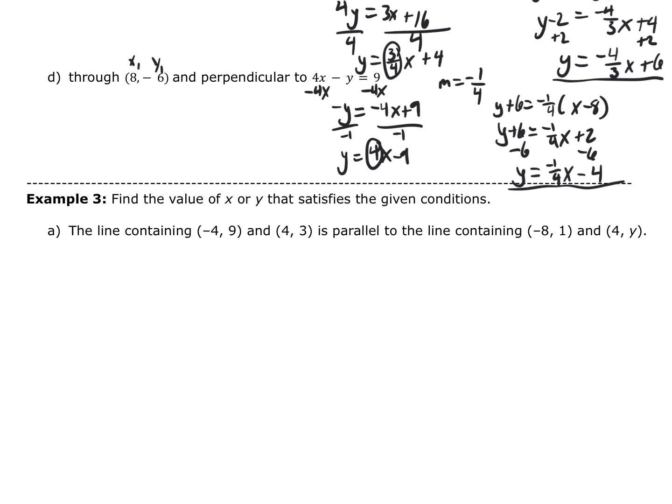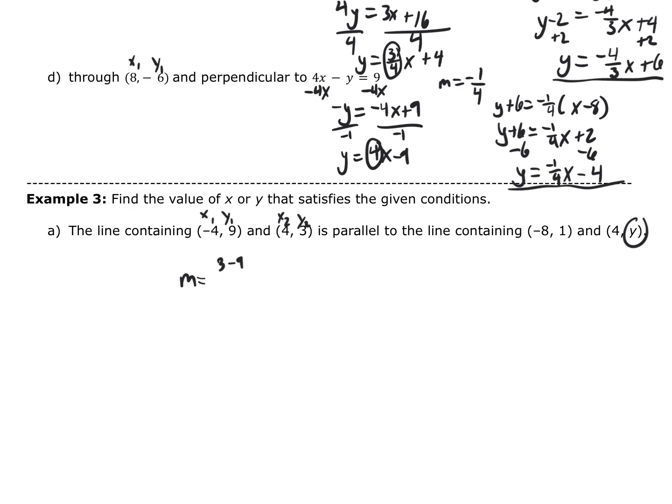Alright, find the value of x or y that satisfies the given conditions. Alright, so we are told the line containing negative 4, 9 and 4, 3 is parallel to the line containing negative 8, 1 and 4, and we don't know. That's our unknown. So we're trying to figure out what could go there. Well, the first thing we need to do is figure out the slope of the first line. The first line slope we can find by finding the difference in y's over the difference in x's, and we can do that by using the slope formula.